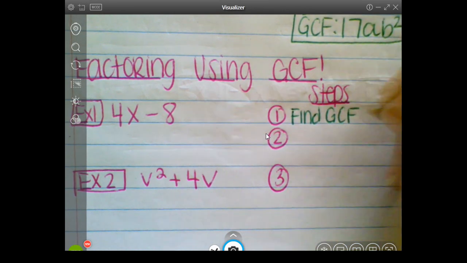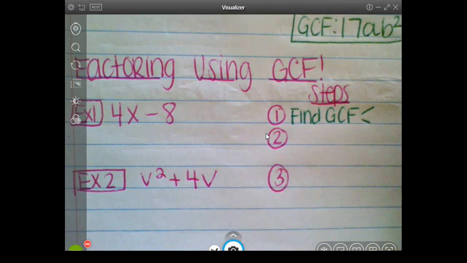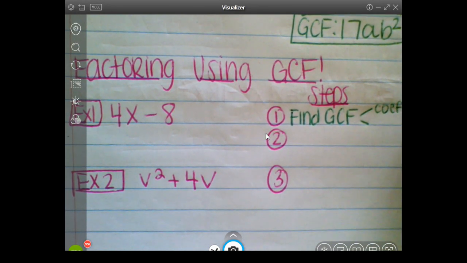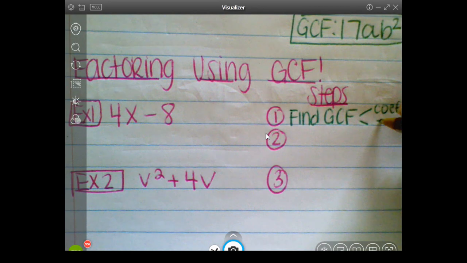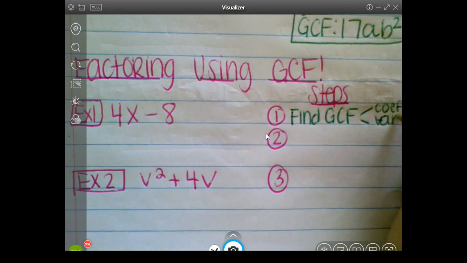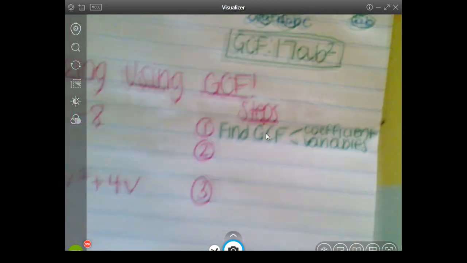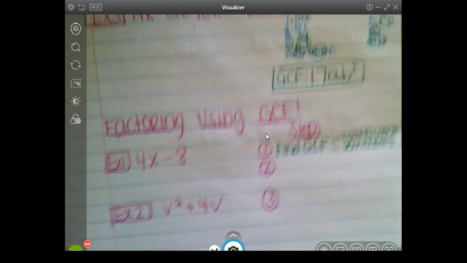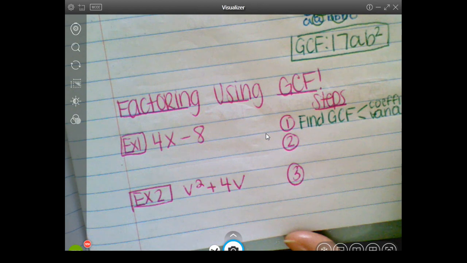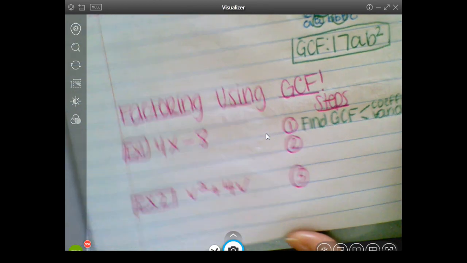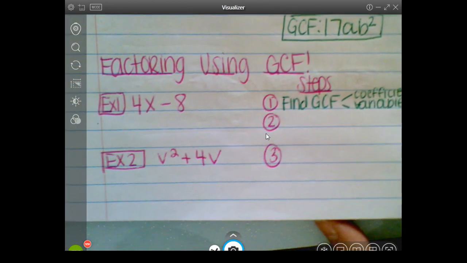And that means we want to find both the coefficient and the variables. So we want both. Sorry, you couldn't see that. Coefficient and variables. Let me just turn this a little for you guys. There you go.